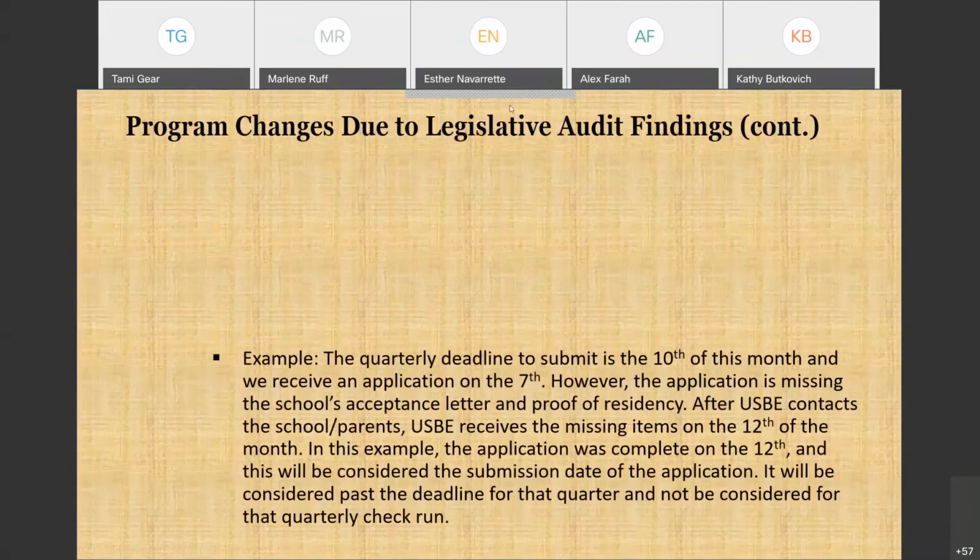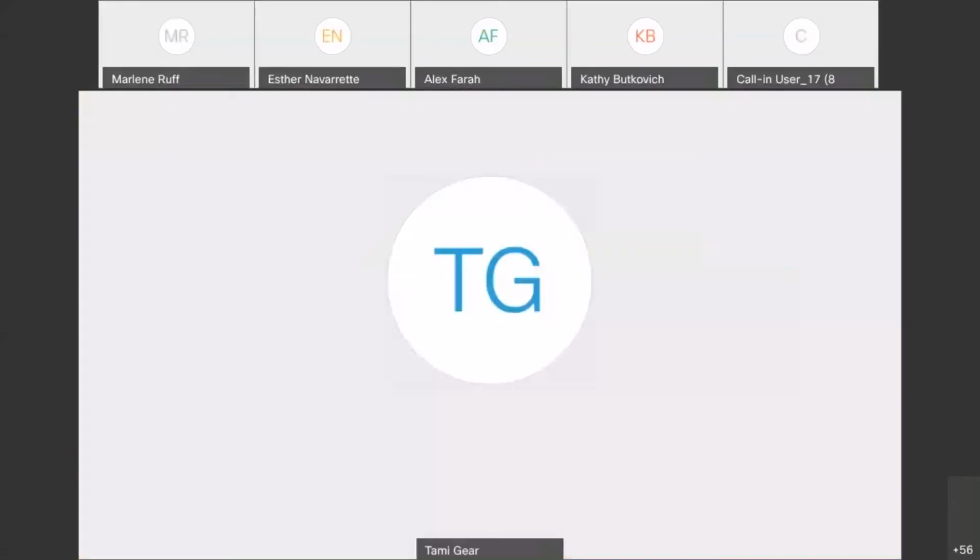Oh, Tony is changing my thing. Let me see if I can share my screen while he's fixing things. Tony, when you're there, let me know, and I'm just going to keep going.